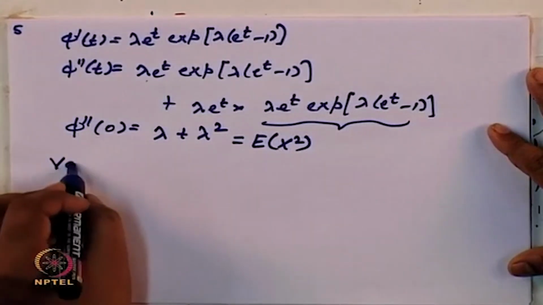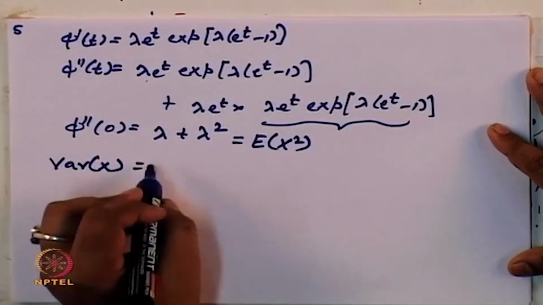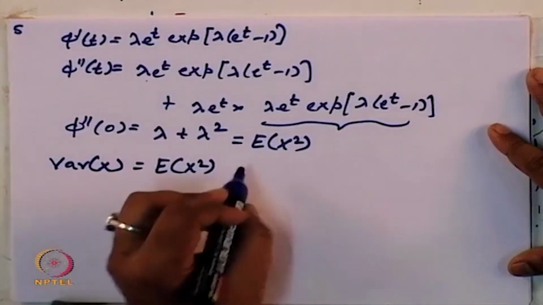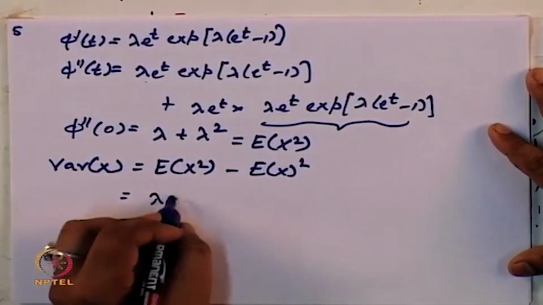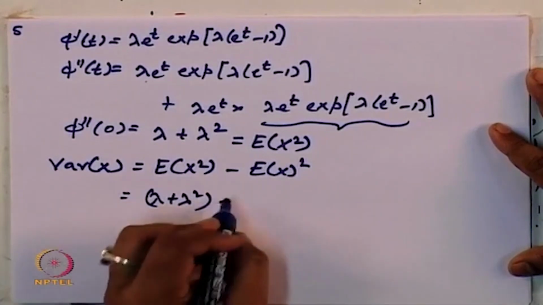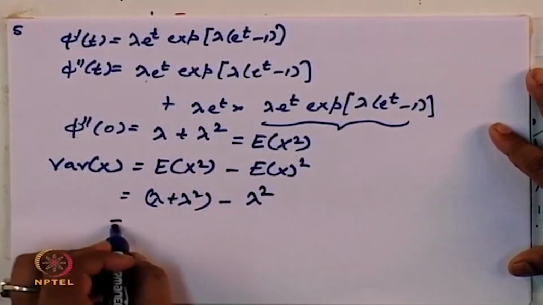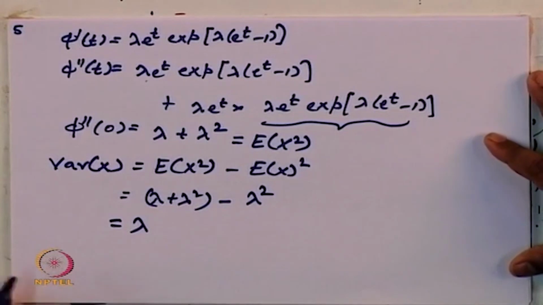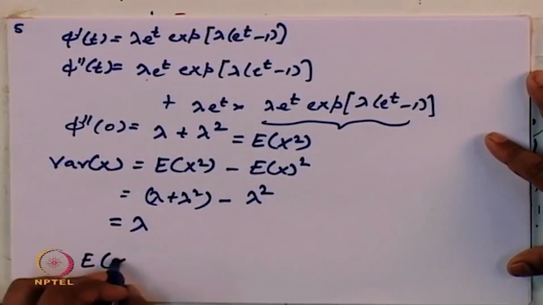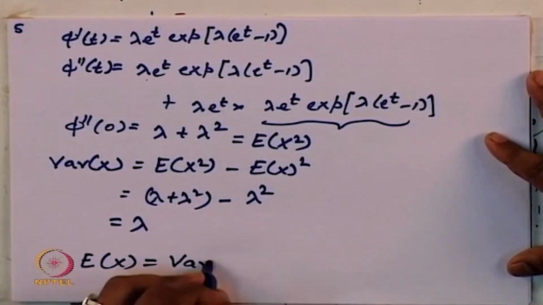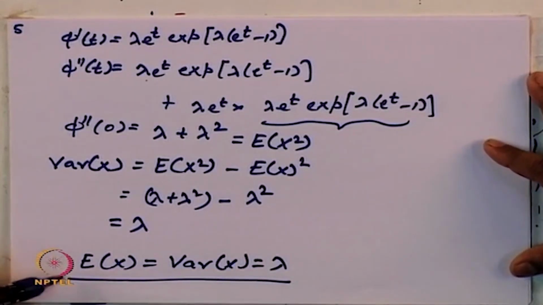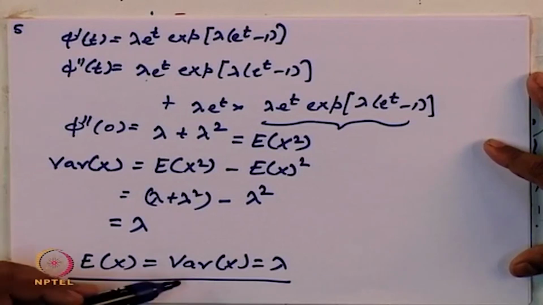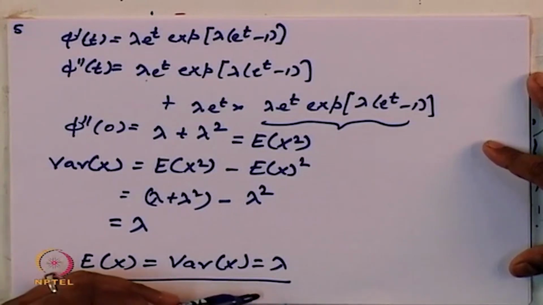Okay. So, variance of x we know is expectation of x square minus E of x whole square. So, this becomes lambda plus lambda square minus lambda square, which is equal to lambda. Okay. So, for a Poisson distribution, your expectation and variance both return a value of lambda.